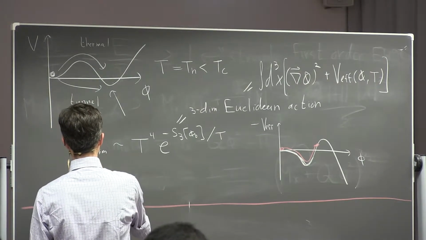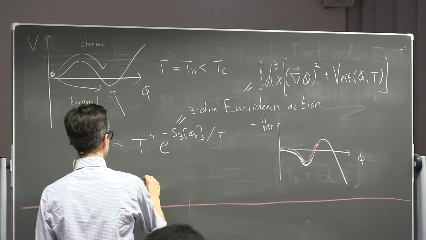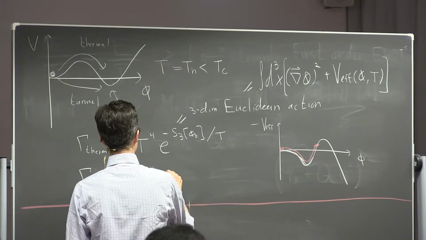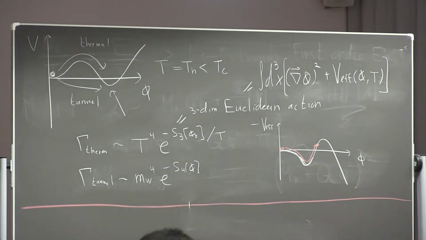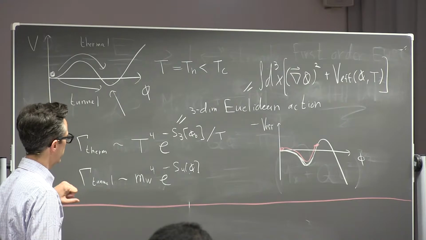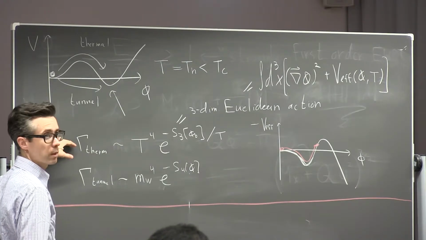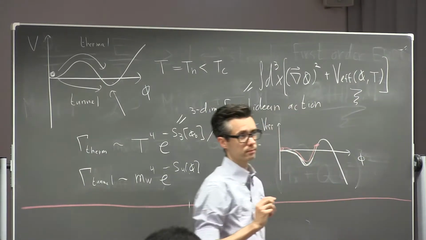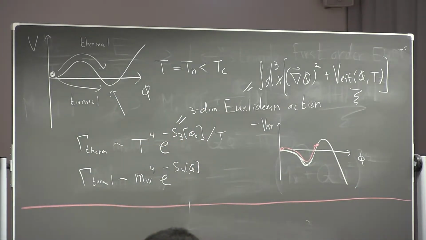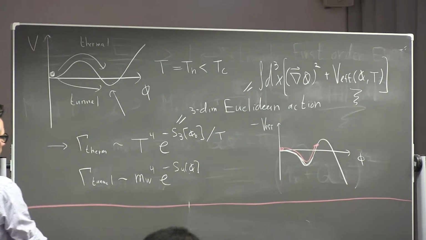Now, there's also a tunneling rate, which in this case ends up going like M_W to the 4th, e to the minus S4, where S4 is a Euclidean four-dimensional action for a corresponding bounce solution in the four-dimensional space. Again, I don't want to get too much into this, but this gives you the quantum tunneling probability. This gives you the thermal tunneling probability. And in both cases, your thermal effective potential plays an important role, because the thermal effective potential is effectively determining the barrier to the tunneling, or the thermal fluctuation. In practice, the thermal piece tends to dominate.